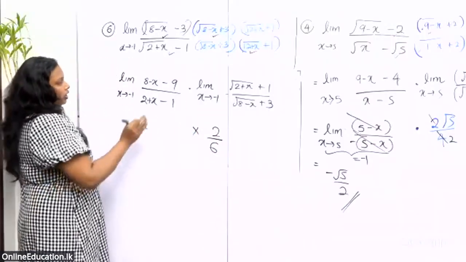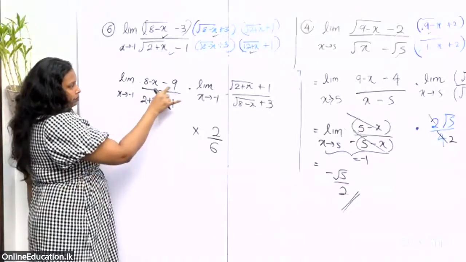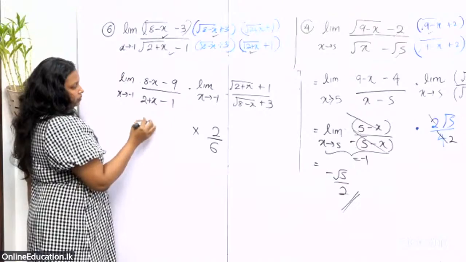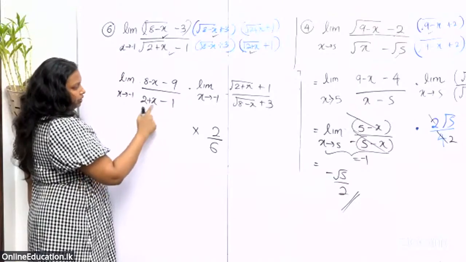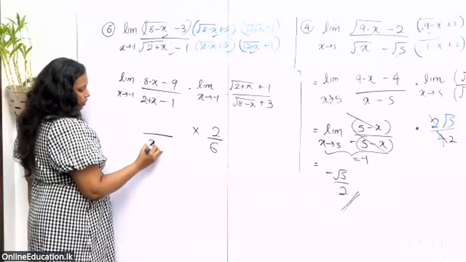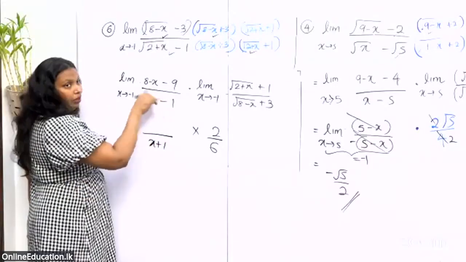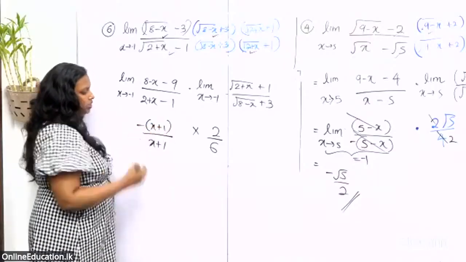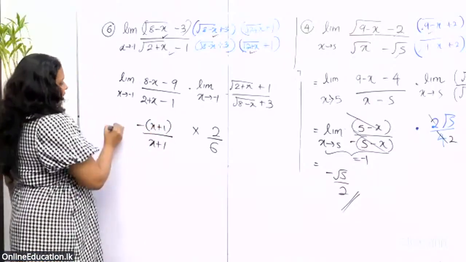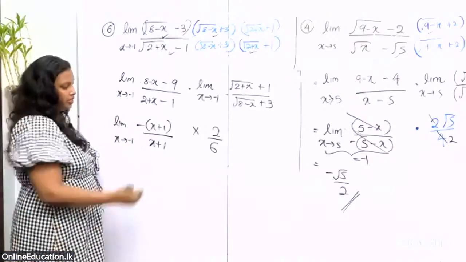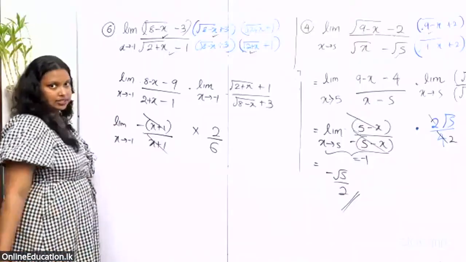Okay. Now simplify this. 8 minus 9 minus 1, and here we get x plus 1, see? In the denominator we get x plus 1, and here we get minus x minus 1 in this line. I will take the minus sign out and write minus into x plus 1, limits when x tends to -1. So you can see this x plus 1 and this x plus 1 get cancelled.